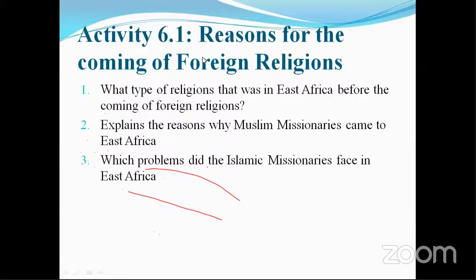Now, let me teach you about this. That word you see, missionaries, comes from the word mission. So when someone has a mission of doing something, and then he executes that mission, that person is a missionary. So these people had a mission of spreading Islam at the coast, and indeed, they did that work, so they were Muslim missionaries who spread Islam at the coast. So I think I've answered that question.